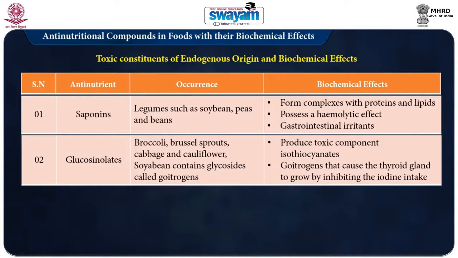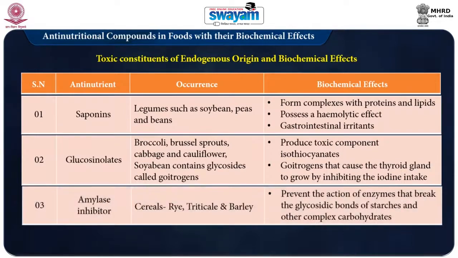glucosinolates, it occurs in broccoli, Brussels sprouts, cabbage, cauliflower, and soya bean contains glycosides called goitrogens. The biochemical effects that are seen are: they produce a toxic component, isothiocyanates, and they also produce goitrogens that cause the thyroid gland to grow by inhibiting the iodine uptake.